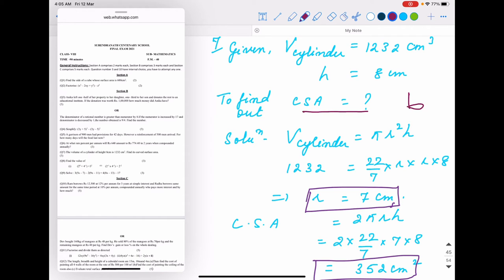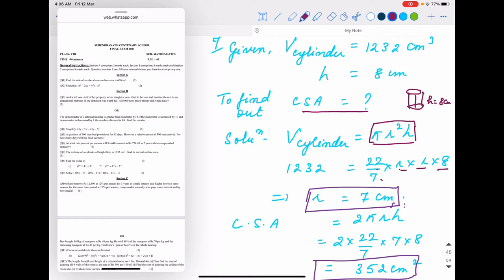If you take the cylinder this way, volume is given and h is given, 8 cm. Volume of a cylinder is pi r square h. Pi is 22/7. So 1232 equals 22/7 into r squared into 8. When you simplify, you are getting r is 7 cm.